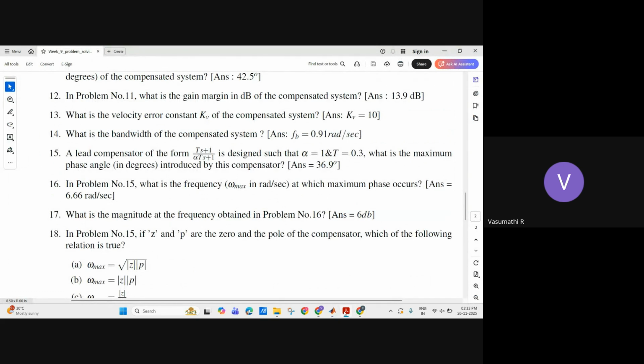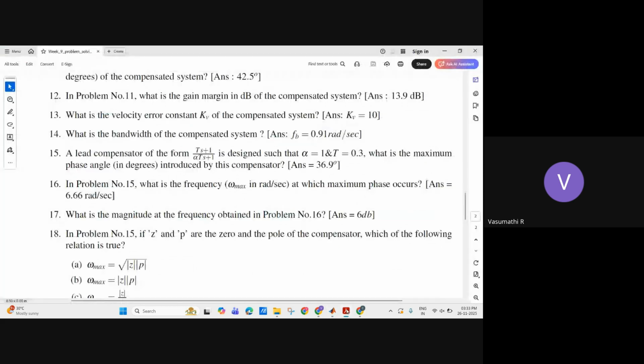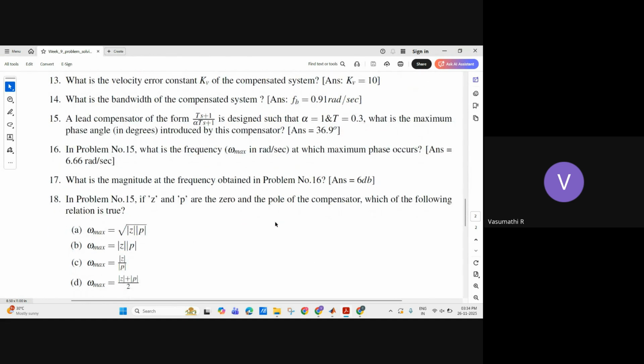Bandwidth of the compensated system: just look for the frequency at which the magnitude is minus 3 decibels. This is 0.97. Okay, around 0.9 it will be. Then a lead compensator of the form is designed such that, yeah, when we say bandwidth, what does it actually mean here?